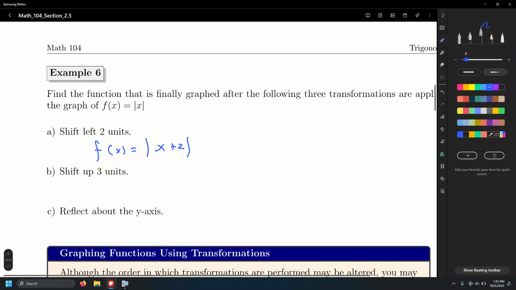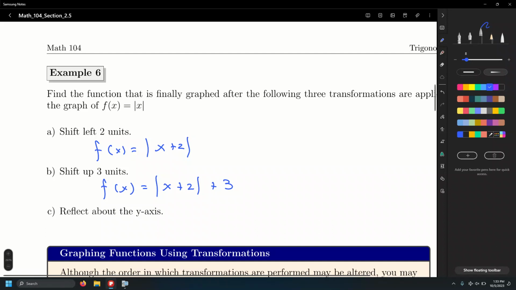Letter B: shift up 3 units. How would you modify the function we have so far, which is shifted left 2 units, so that it is now also shifted 3 units up? Outside the absolute value brackets, add 3. Positive or negative 3? Positive, because vertical shifting goes with the sign: positive 3 is up and negative is down.